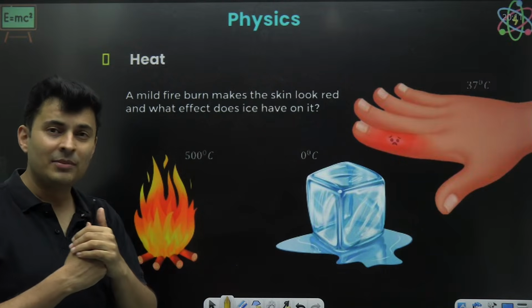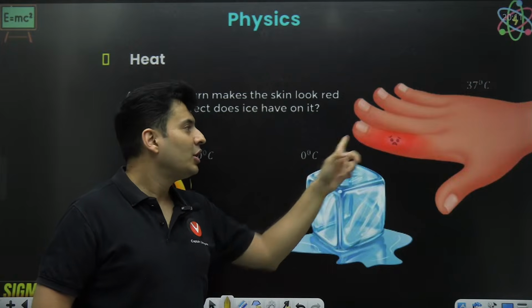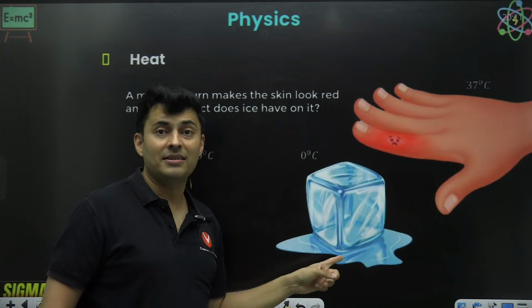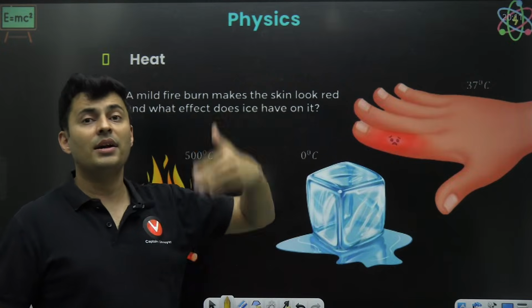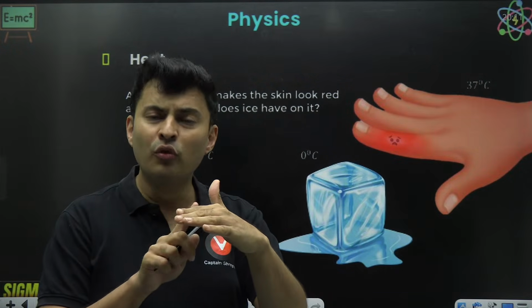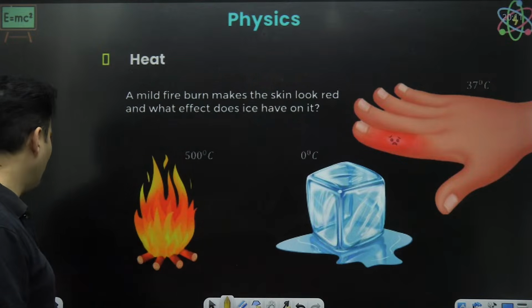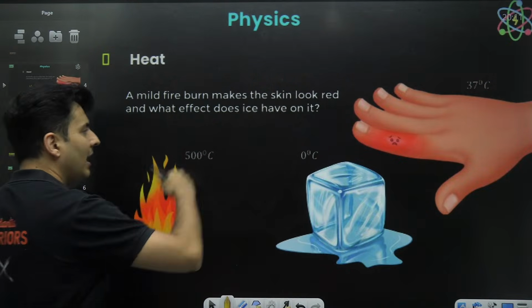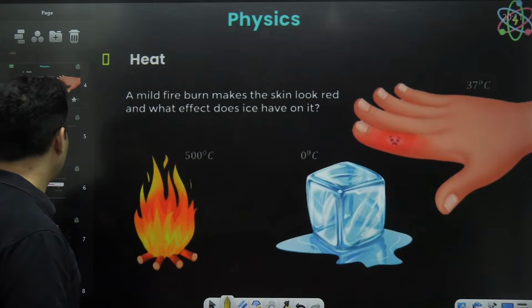Why do you put ice immediately? Because the heat has gone there. You want to take away the heat. Now your body is at a higher temperature, ice is at a lower temperature. So the heat will come out of your body, thereby reducing the burn or the wound which is caused on your skin. That's why you use ice. Simple flow of heat. Heat always goes from high temperature to low temperature. You want to take away that heat.